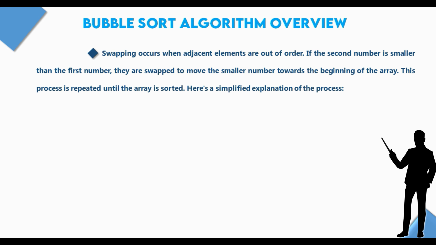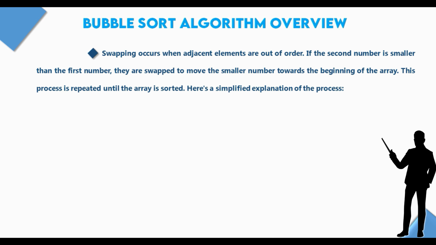Swapping occurs when adjacent elements are out of order. If the second number is smaller than the first number, they are swapped to move the smaller number towards the beginning of the array. This process is repeated until the array is sorted.